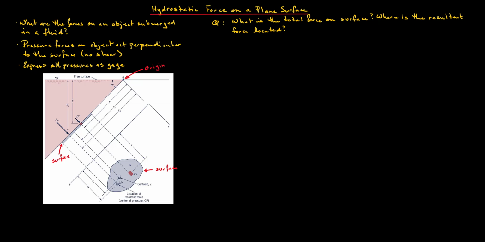Now recall that for a fluid at rest, we know that the force is perpendicular to the surface since the pressure force exerts no shear. Okay, so if we have a surface that is, let's say, inclined like this, the pressure will be acting normal to that surface.